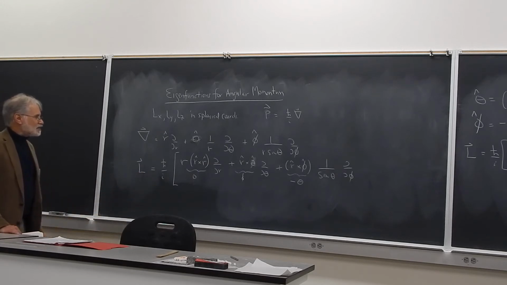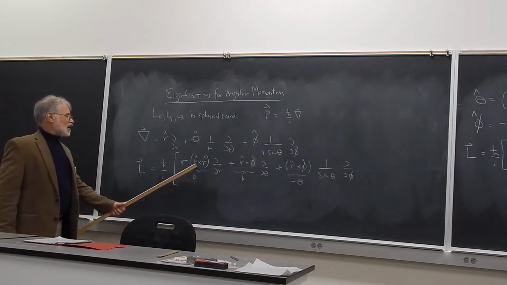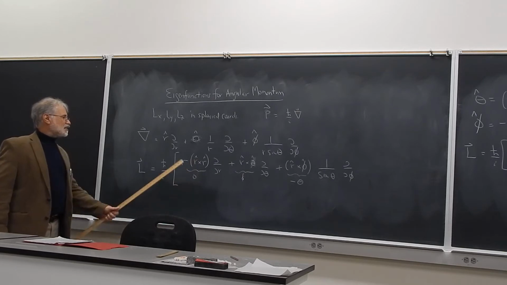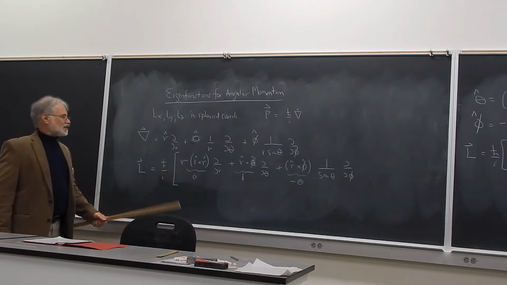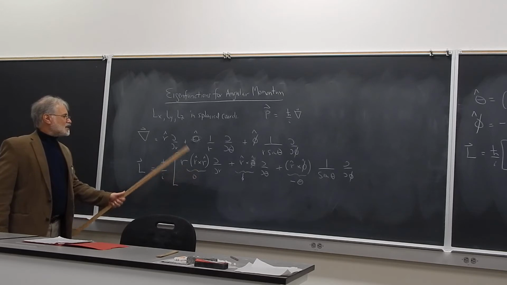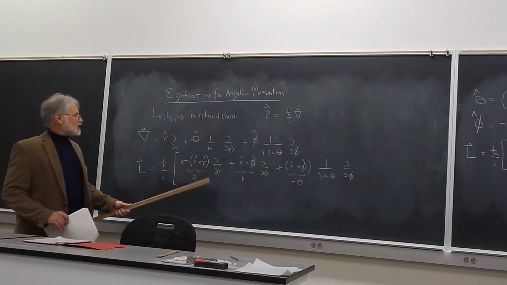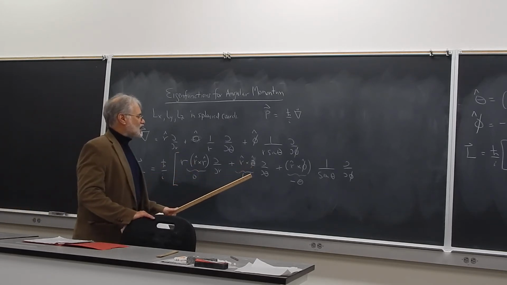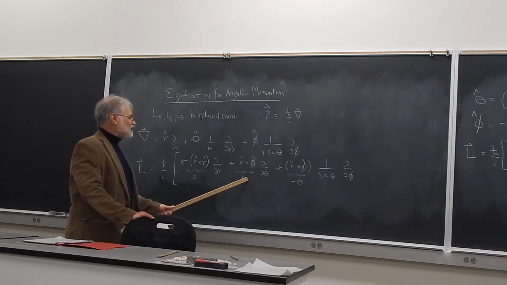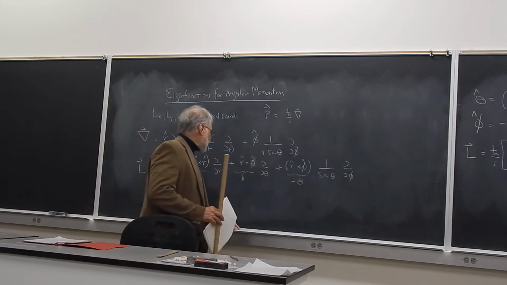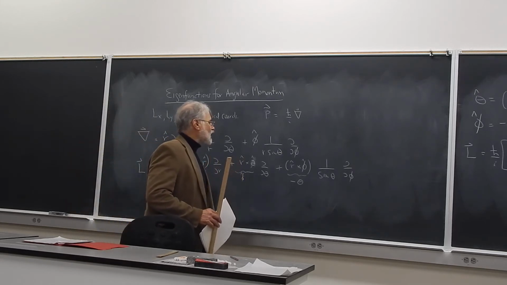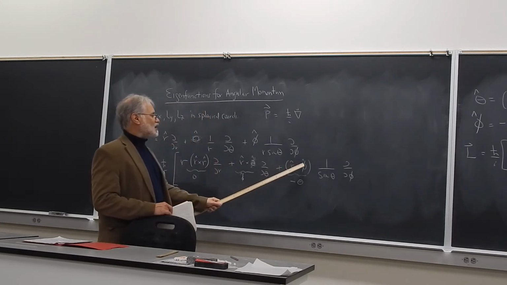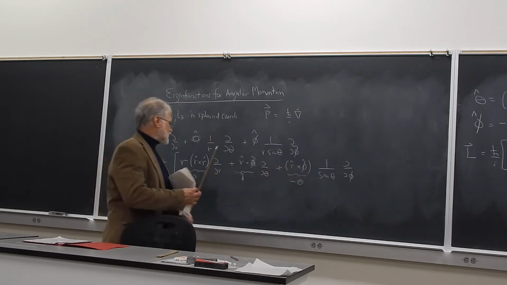And you notice some terms will drop out. For example, I have an r cross r hat term here. Of course, any vector crossed with itself is going to give us 0, so that first term drops out. In the second term, r hat cross theta hat gives me a phi hat and d/d theta. And then the third term, r hat cross phi hat, will give me a minus theta hat.